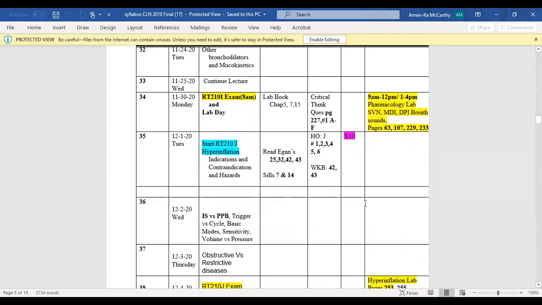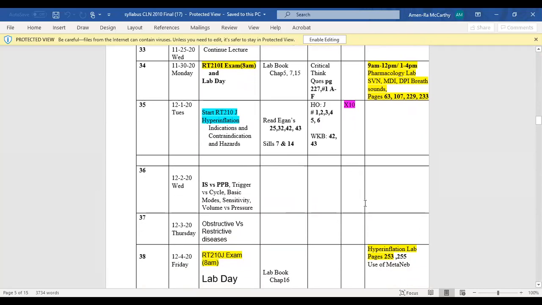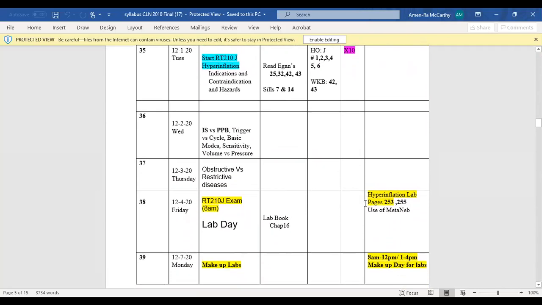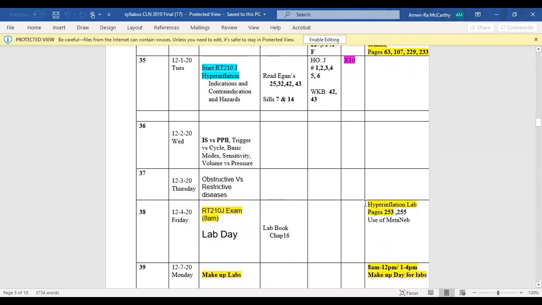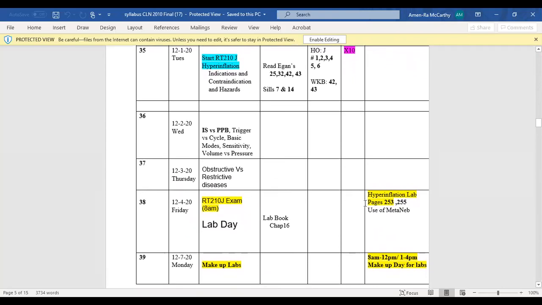hyperinflation, okay? Hyperinflation today is the second, okay. Thursday we are going to, yeah, it is lab day. So Thursday we're going to do the hyperinflation lecture. Hyperinflation lecture tomorrow, okay? That's it. And it's not really that long. It's a PowerPoint just like this, but it's not really that long.